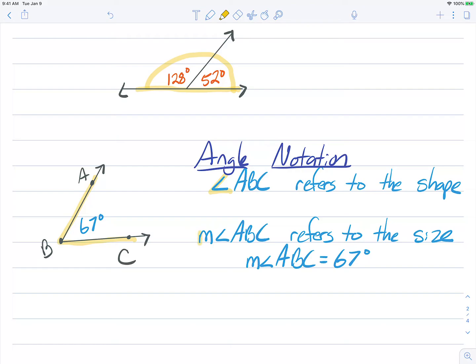Now, if I add an M in the front, this becomes the measure. The M is short for measure of angle ABC. That's referring to its size, its degree. So for this particular angle, the measure of angle ABC is 67 degrees. That is an acute, a 67 degree angle.